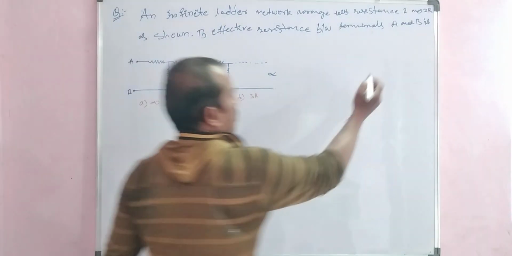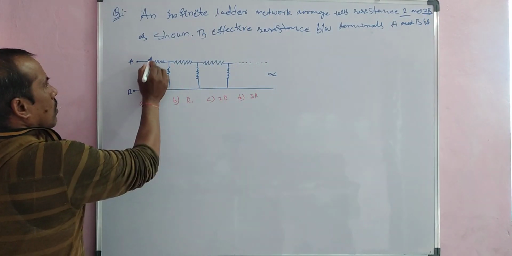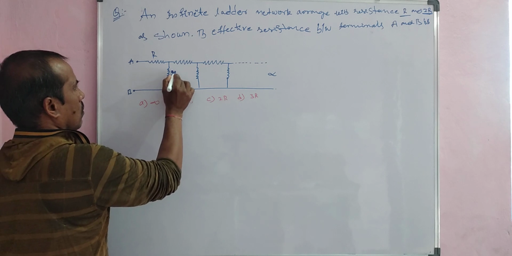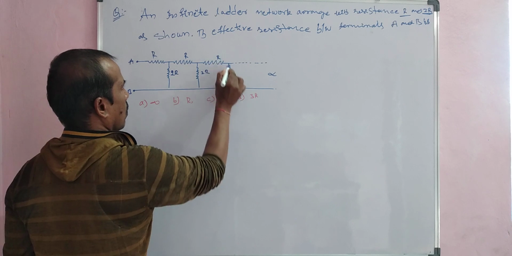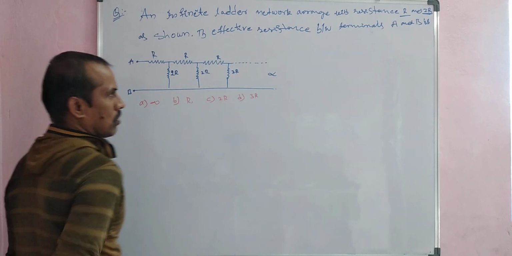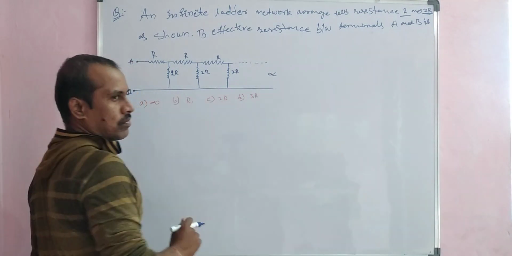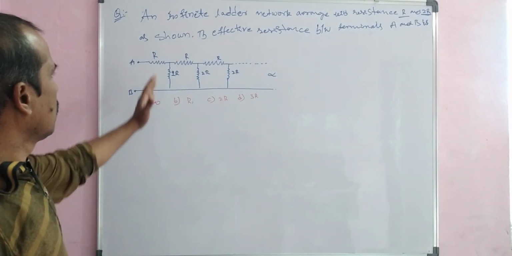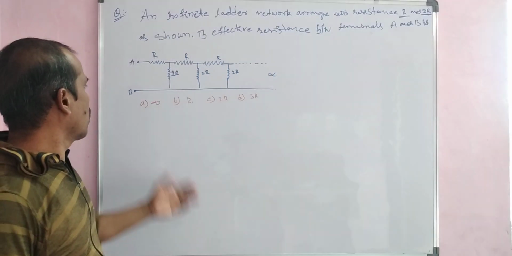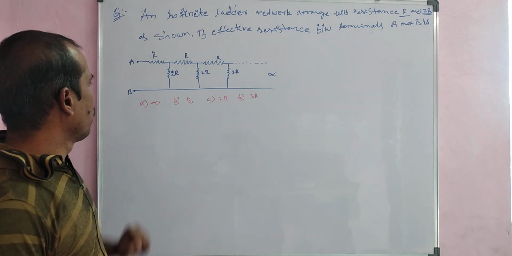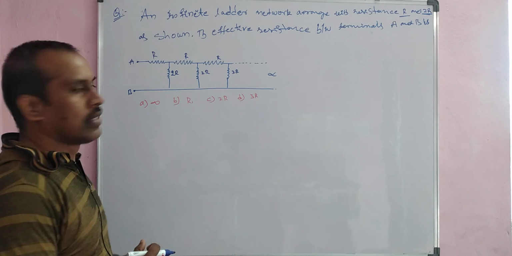Here the given resistances are R and 2R, connected in a network. This one is R, this is 2R, R, 2R, R, 2R. This is an infinite ladder. How do we find this value? Given options: A infinity, B R, C 2R, D 3R.